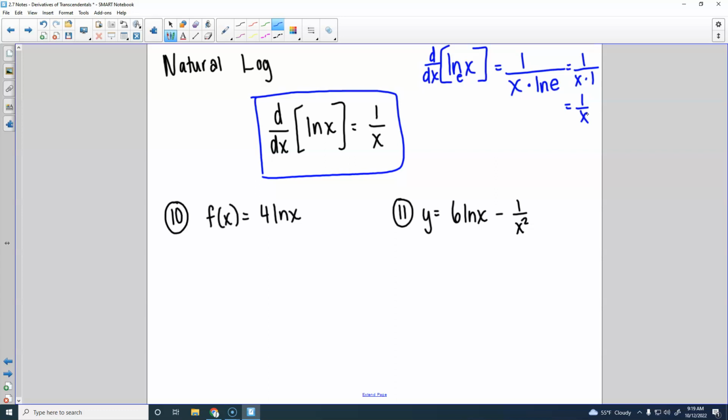Again, same thing with these. You're much more likely to see a natural log in problems than you are like a log base 5 or a log base 10 or a log base 2. Most likely you'll see natural logs. This is going to be more common than the problems before. So if we had 4 natural log of x, the derivative would just be 4 over x. I could have written it 4 times 1 over x, but that's just 4 over x.